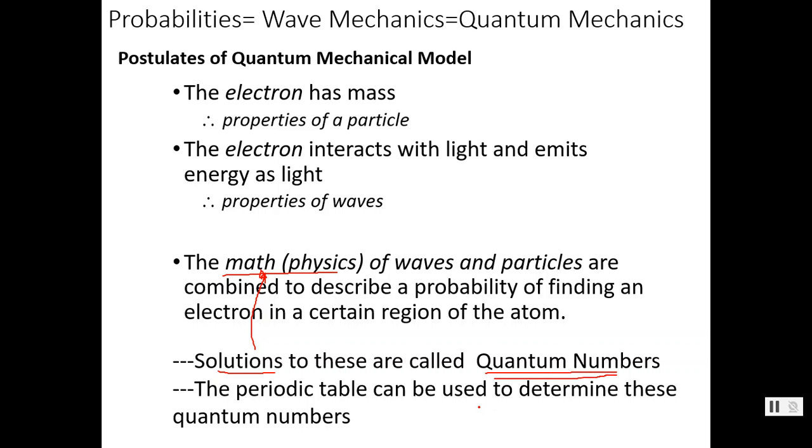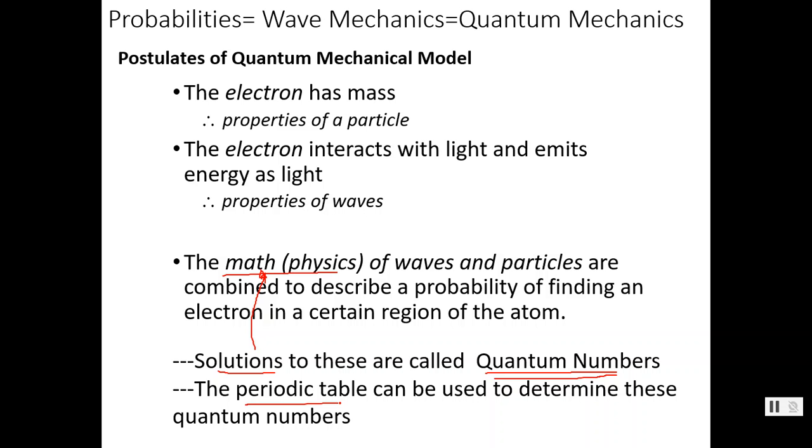There are two quantum numbers that we will talk about in this course. And what's great about these quantum numbers is that you don't have to memorize them, but you can use the periodic table to determine the quantum numbers for a particular electron in a particular atom. Okay? So that's what we're going to talk about in the next video.